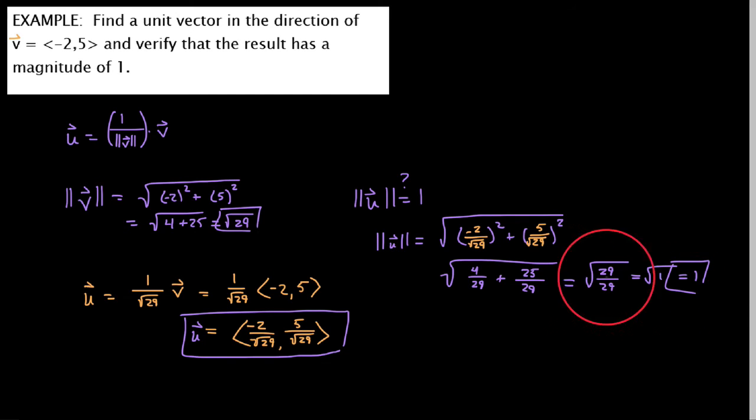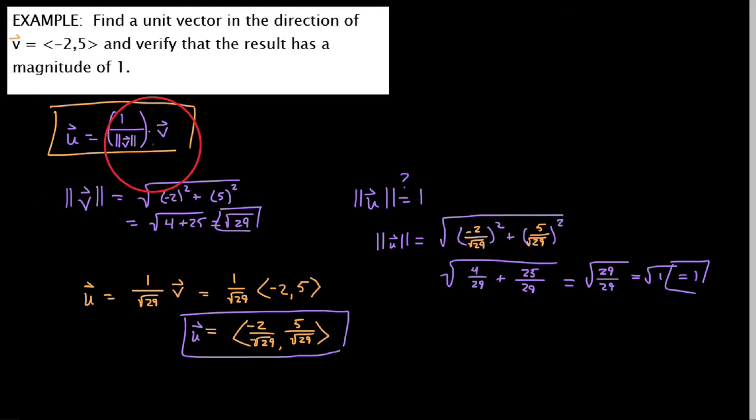So this does indeed have a magnitude of 1, and that is how we will find unit vectors. We will just take the original vector times the reciprocal of its initial magnitude.